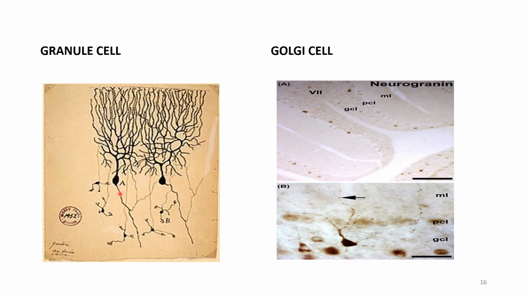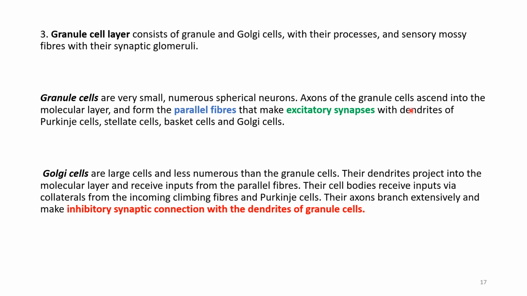Next comes the granule cell and Golgi cell, how they look. You can see the granule cell layer consists of granule cells and Golgi cells with their processes and sensory mossy fibers with their synaptic glomeruli. The granule cells are very small and numerous, and are spherical neurons.